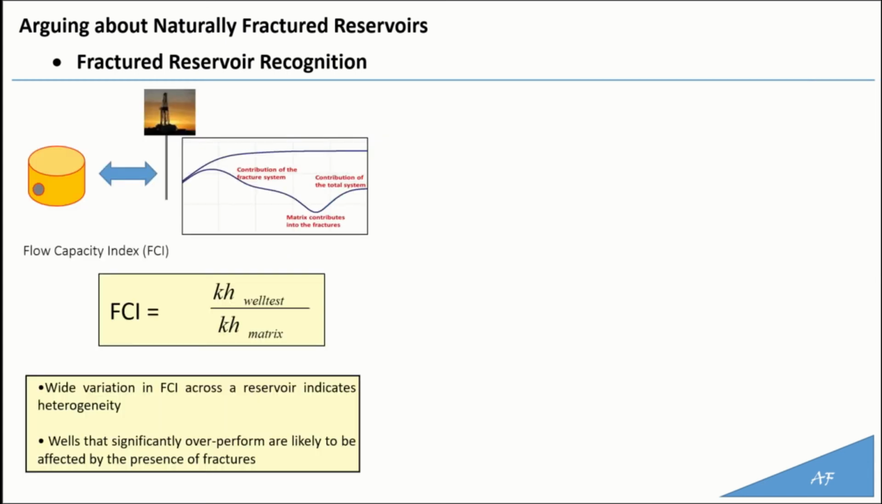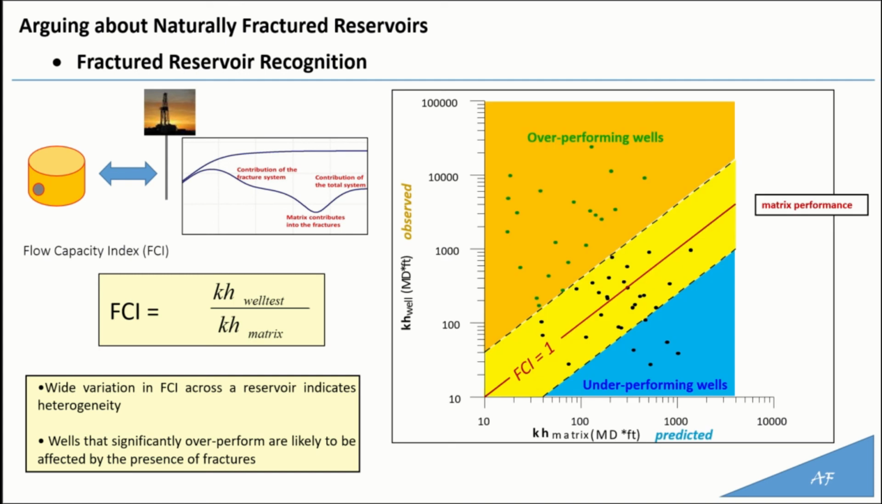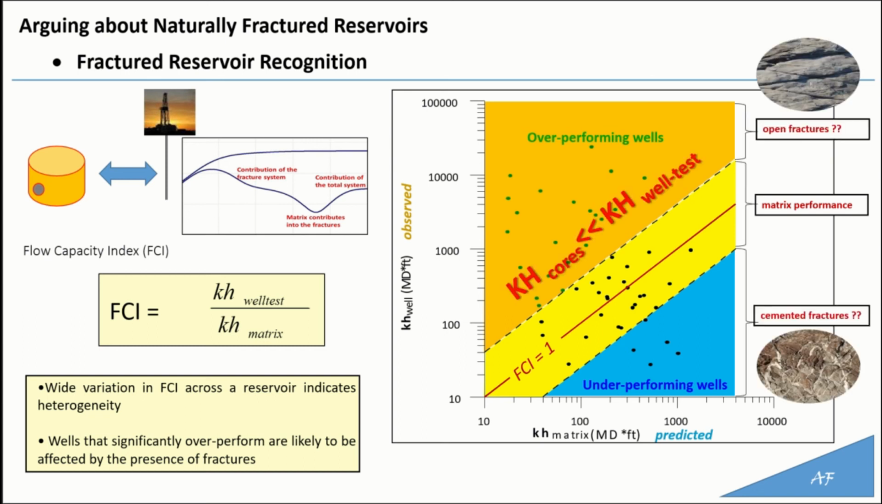Another very important indirect fracture indicator is the flow capacity index, that is the ratio between the KH well test and the relevant KH matrix as estimated for the rock matrix on the basis of the core data. Ratios largely exceeding 1 suggest the presence of enhanced permeability not captured at the core scale of observation, and so the possible presence of effective fractures.